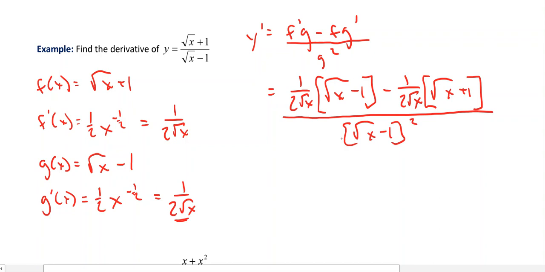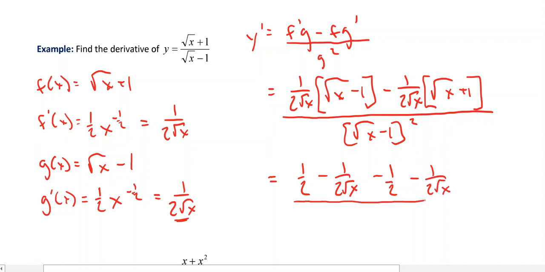So this is going to take a little bit of simplifying here, isn't it? So multiplying 1/2 radical x times the square root of x, well, the square root of x's cancel out, so I simply get 1/2. Then minus 1 times 1/2 radical x is minus 1/2 radical x. That's the first term. And in the second term, we have minus, these are going to cancel out, so I'm going to have a minus 1/2. And then minus this times the plus is going to give me a minus 1 over 2 radical x again, all over the square root of x minus 1 squared.